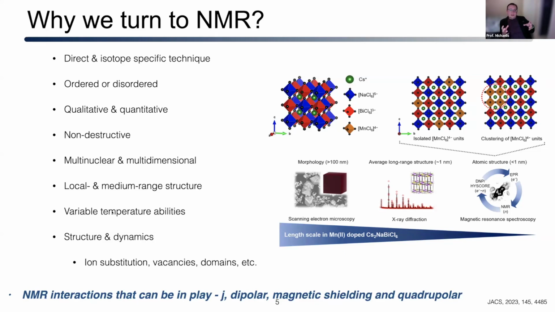And so I'll show you a few examples where not only your A site is moving, but also some of the other elements are moving as well. And so you need something to be able to probe this. And then finally, what's quite intriguing about these materials is that, depending on the nucleus that you're looking at, you have to at least consider a variety of interactions such as J coupling, dipolar coupling, magnetic shielding, as well as quadrupolar interactions to delineate what's going on in these systems.